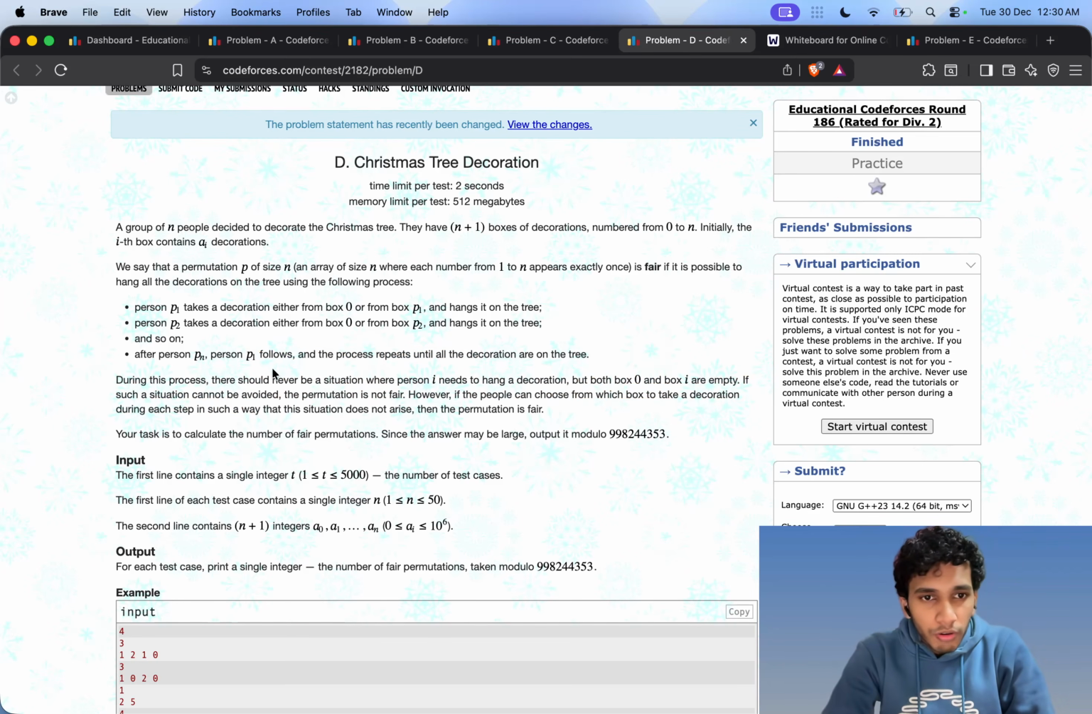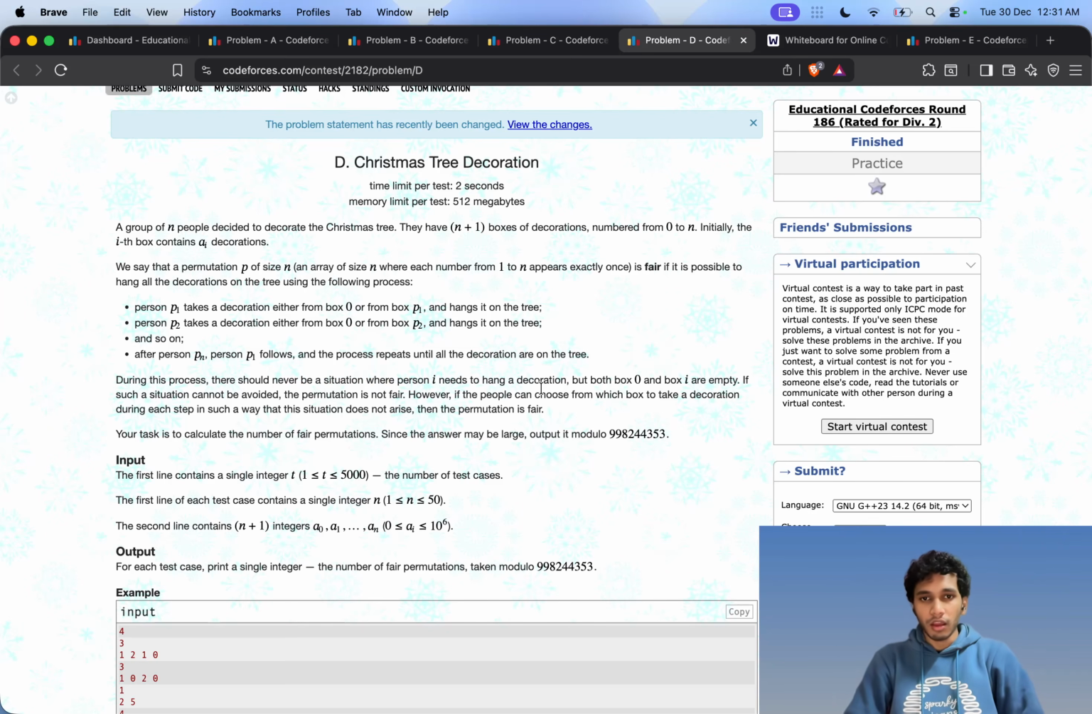During this process, there should never be a situation where person I needs to hang a decoration, but both box 0 and box I are empty. If such a situation cannot be avoided, the permutation is not fair. However, if the people can choose from which box to take a decoration during each step in such a way that the situation does not arise, then the permutation is fair.